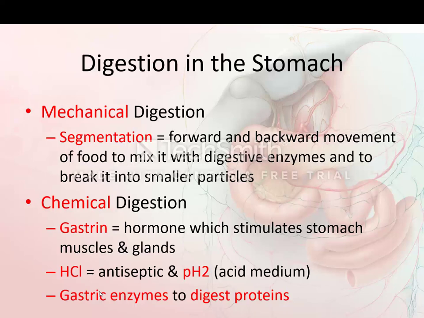Now, if we look at digestion in the stomach, if we think of carbohydrates, proteins, and lipids, the majority of digestion that happens in the stomach is the digestion of protein, okay, your meat type of foods.